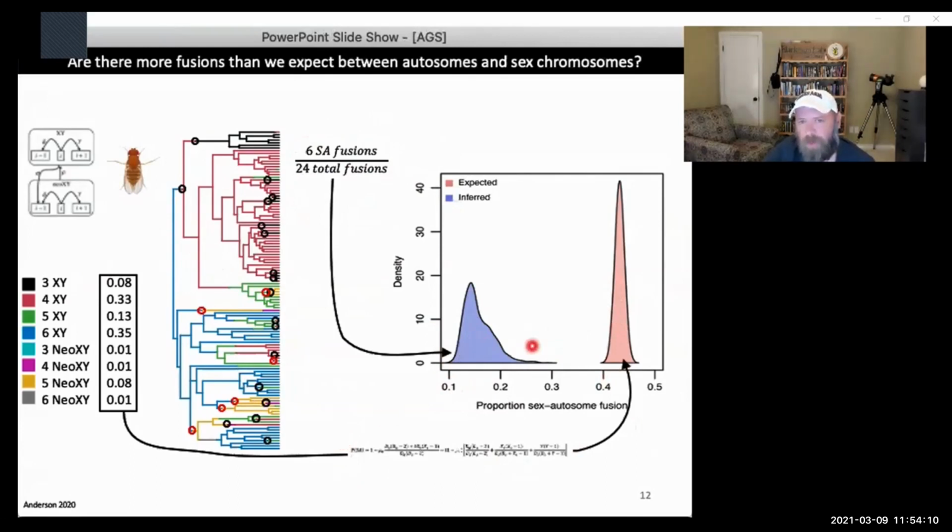The expectation there was that these should be favored. These sex chromosome autosome fusions should be favored, which would predict that we would see more of these than we would predict by chance. And so this was a bit mystifying when we saw this, and we had to think long and hard about why we wouldn't see more of these. This actually implies the opposite, that there are fewer of these sex chromosome autosome fusions than we would expect by chance.